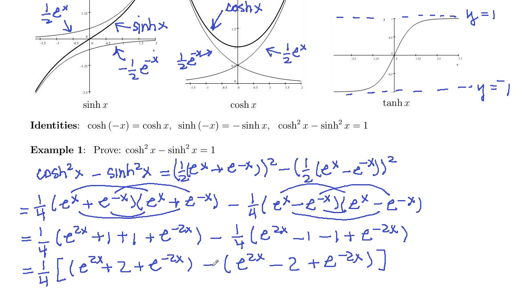And now to subtract here, we'll change the signs and add. So minus, plus, minus, and we add. So e to the 2x and negative e to the 2x cancel out. e to the negative 2x minus e to the negative 2x cancel out. So we just got 2 plus 2, 4. So this is 1/4 times 4, which is 1. And that's what we wanted right there.